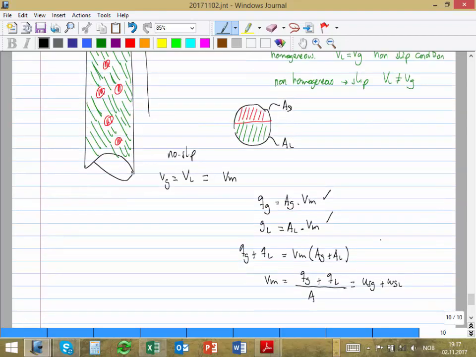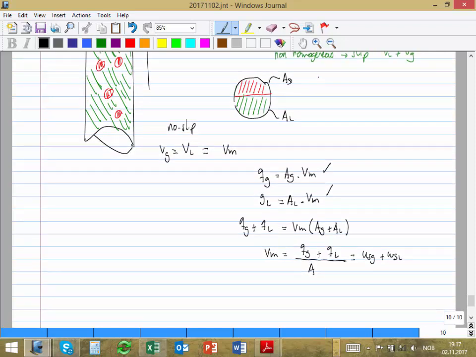So let's make a definition here. We say the void fraction of the gas, non-slip, is a definition, equal to the area of the gas divided by the total area of the pipe. And lambda of the liquid, the same, the non-slip, sorry, we don't call it the void fraction for liquid, but we say liquid non-slip holdup, is equal to the area of the liquid divided by the total area.